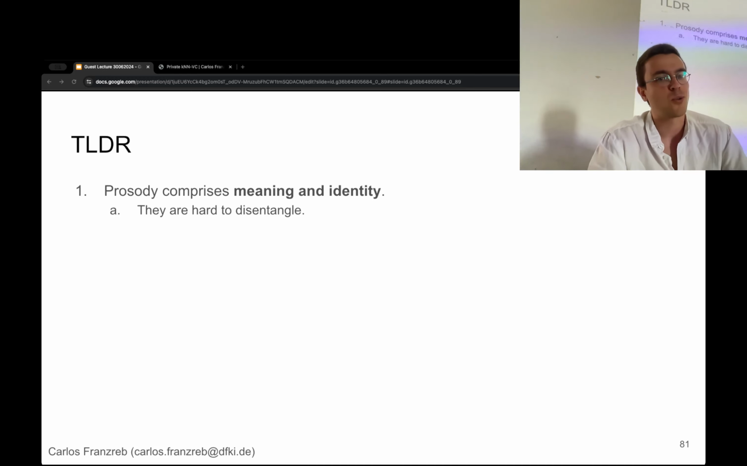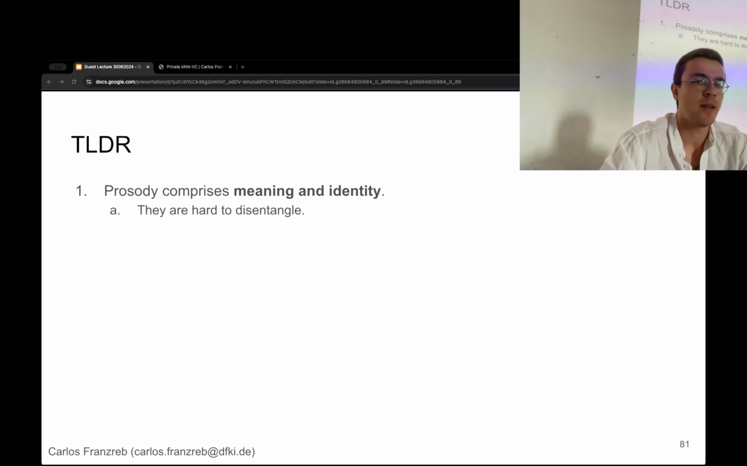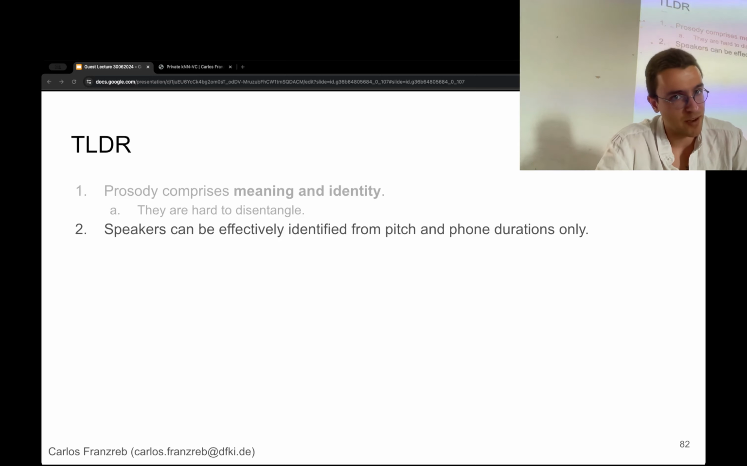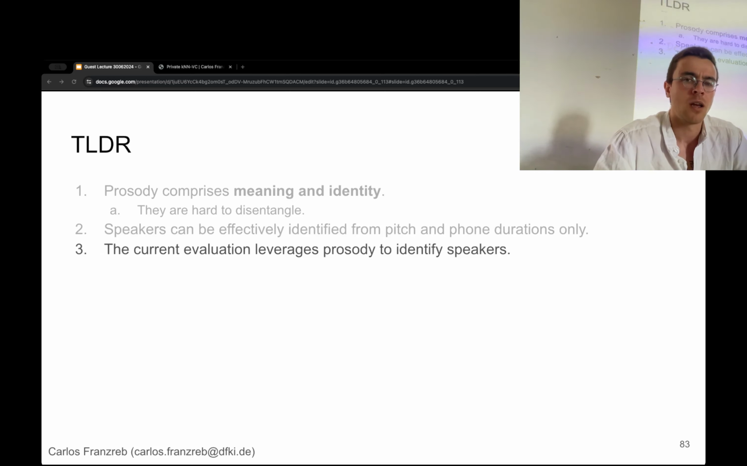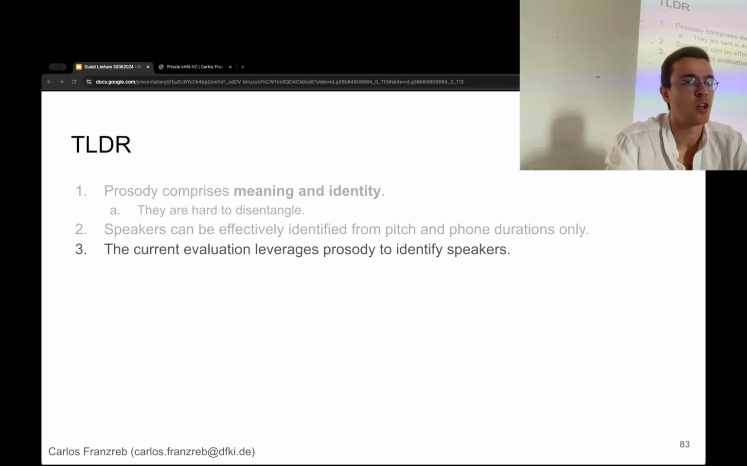Yeah. So to wrap up, we see that prosody comprises meaning and identity, in contrast to timbre, which only comprises identity, and that they are hard to disentangle. We've also seen that speakers can be effectively identified from pitch and phone durations only, meaning that as developers of anonymization, we should anonymize these two aspects. And we've also shown that not only you can identify them when targeting them specifically, but also that the current evaluation approach is able to leverage these prosodic characteristics to identify speakers.